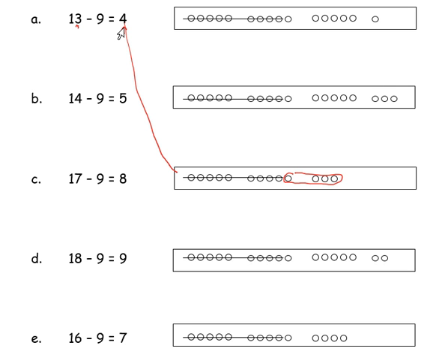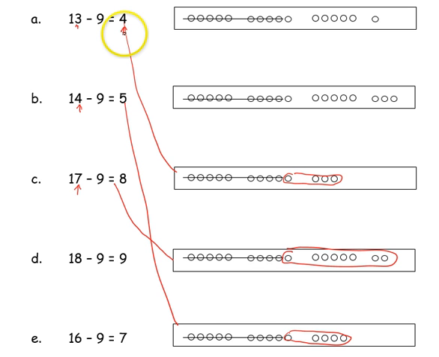The next problem is 14 minus 9 equals 5. Here I'm going to look for a group of 4 and one more. I can see that down at the bottom. I have my 5, which is shown as a group of 4 and one more. So I'll match that. Next I have 17 minus 9 equals 8. I'll look for a group of 7 and one more. Here's my group of 7 and one more, to show that 17 minus 9 equals 8.